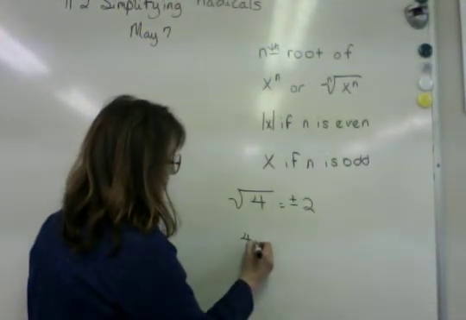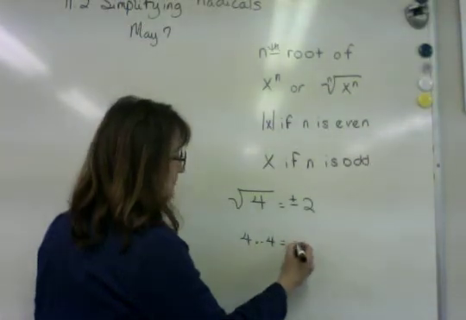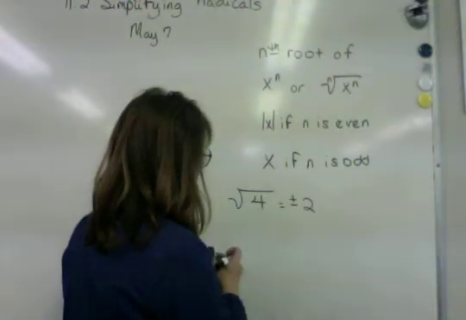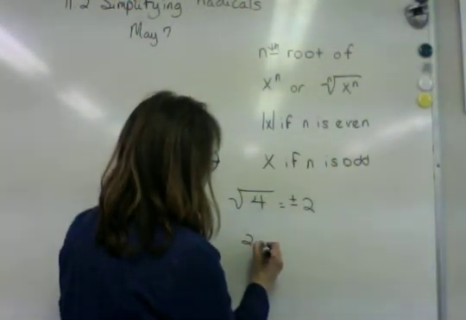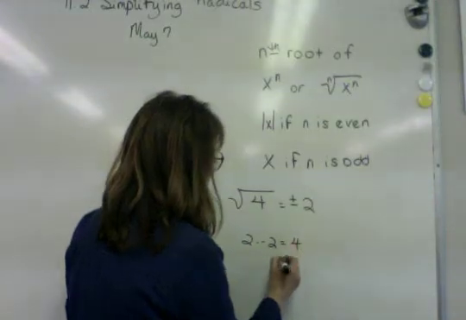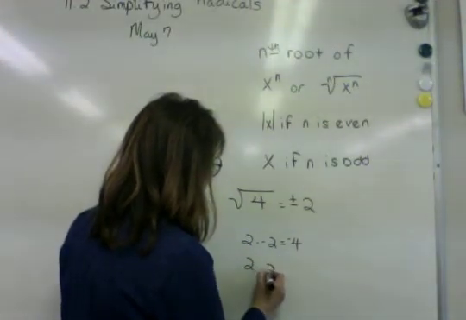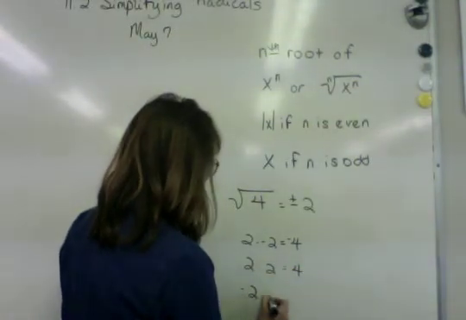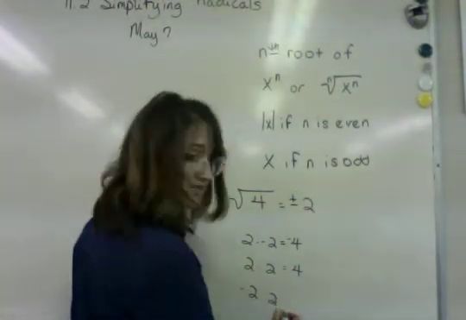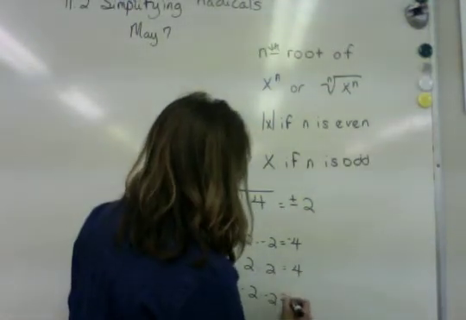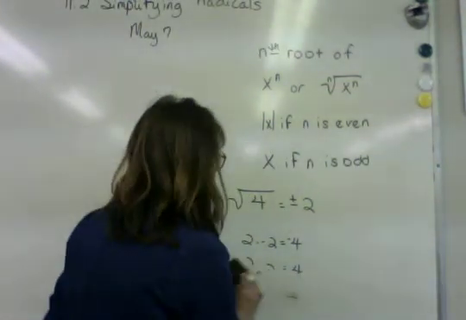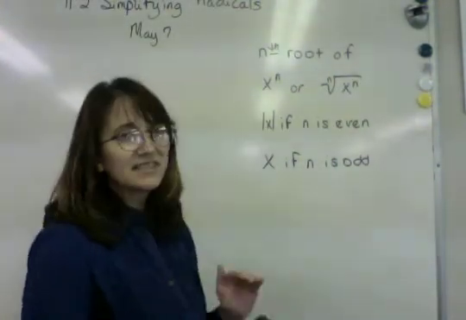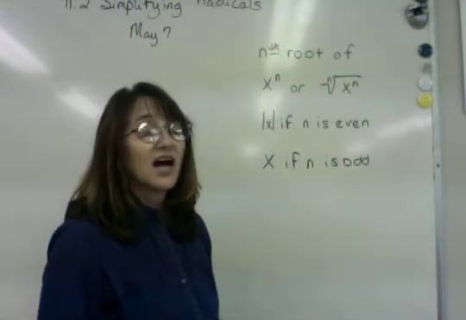If I had 4 times a negative 4, well, that would make it a negative 16. Sorry, maybe I should do this one differently. If I had 2 times a negative 2, that would make it a negative 4. If I had 2 times 2, that would be a positive 4. But also, if both of those 2's were negative, I don't know if you can see this or not, I'll just go down the board, that would be a positive 4. So when your n, or your index number, is even, technically it's absolute value that's coming out.